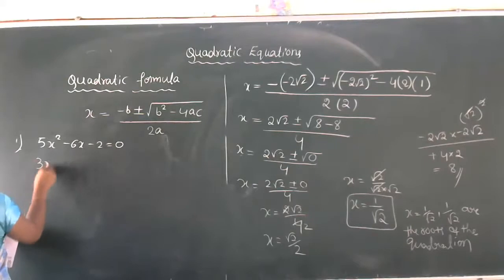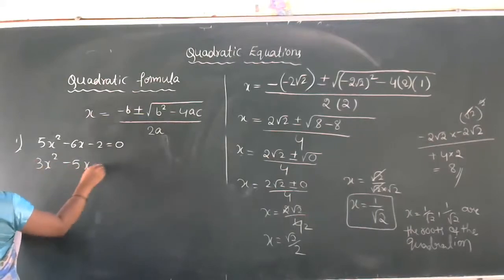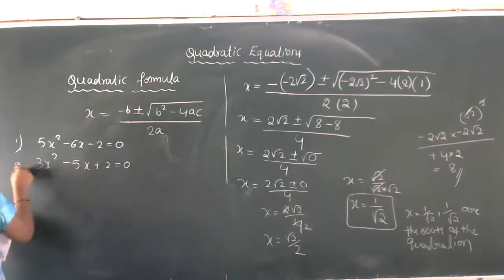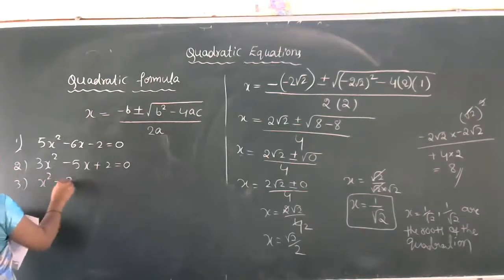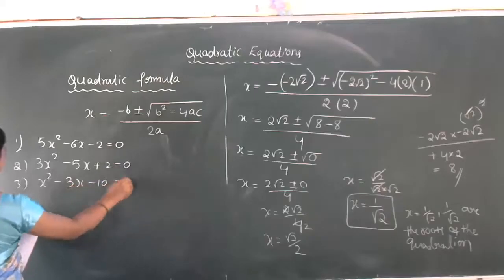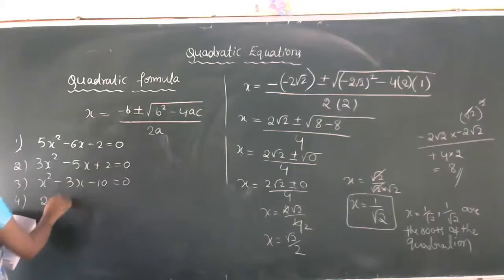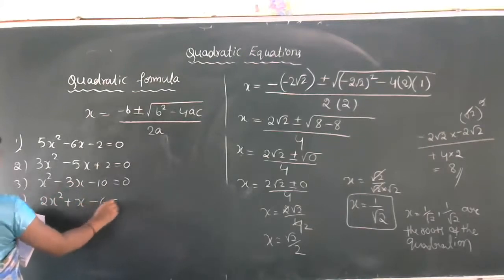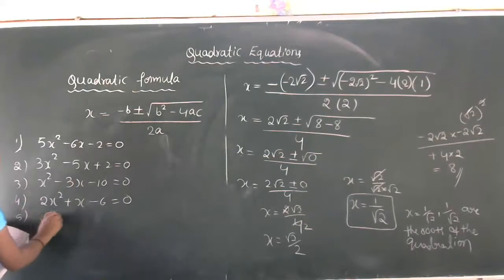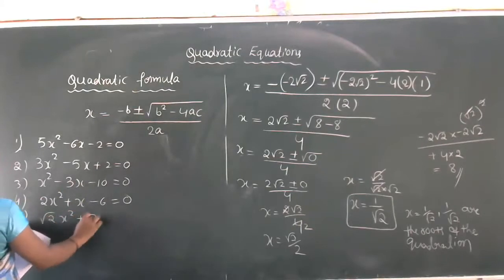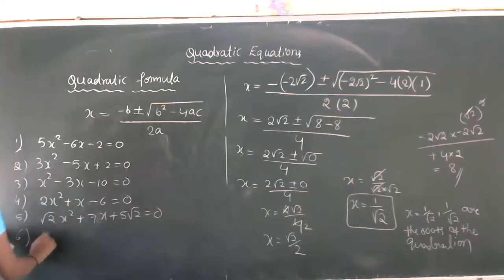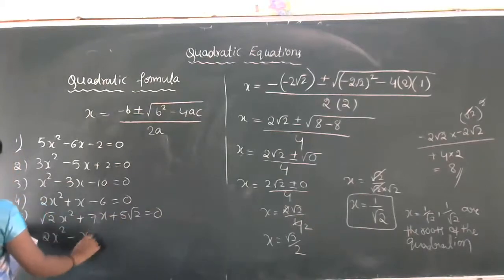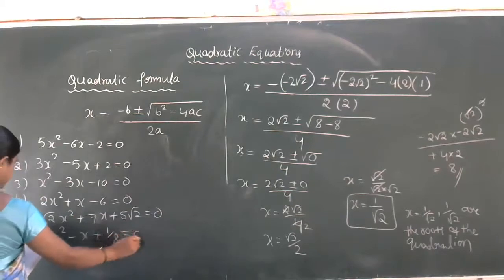Next, 3x square minus 5x plus 2 is equal to 0. Third one, x square minus 3x minus 10 is equal to 0. Fourth one, 2x square plus x minus 6 is equal to 0. Fifth one, root 2 x square plus 7x plus 5 root 2 is equal to 0. Sixth one, 2x square minus x plus 1 by 8 is equal to 0.